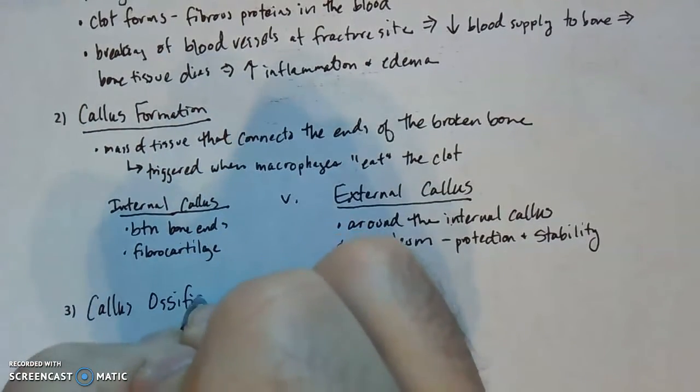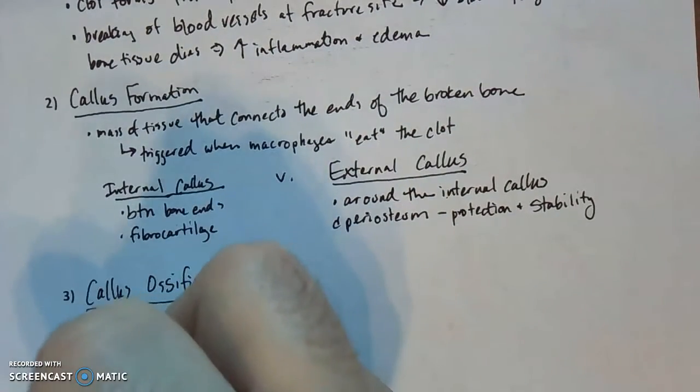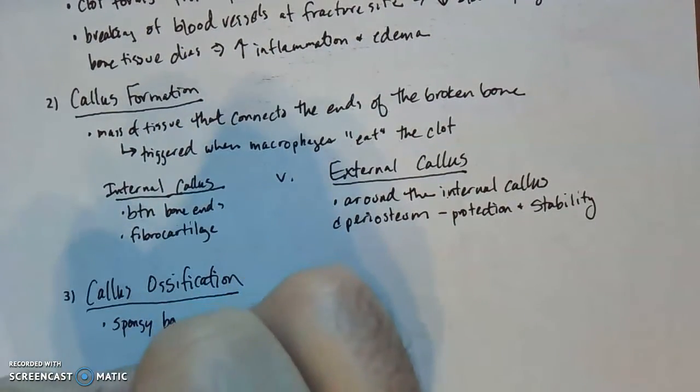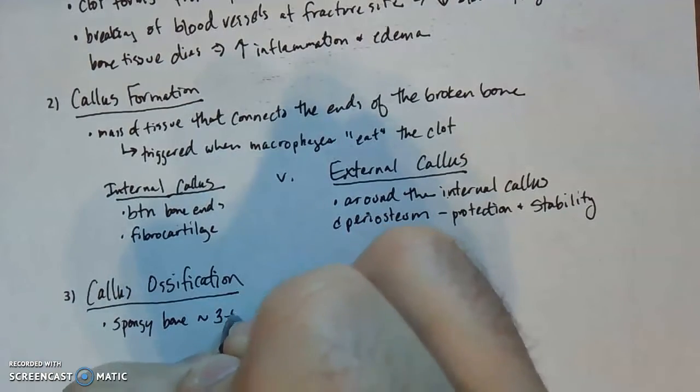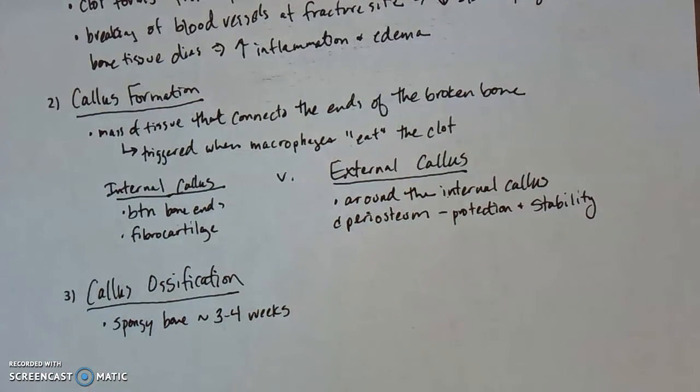So our third step here is callus ossification. So we form spongy bone. And this takes about 3 to 4 weeks or so to start ossifying. And then that's why we have to wear a cast for upwards of 6 to 8 weeks, because this spongy bone starts forming about week 3, 4, but it's still not fully formed. And it's going to be weaker because remember, spongy bone has a lot of spaces and we need that layer of compact bone to form.